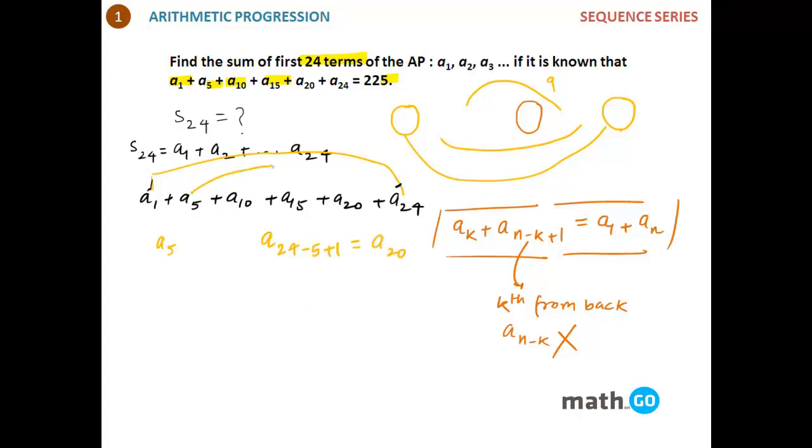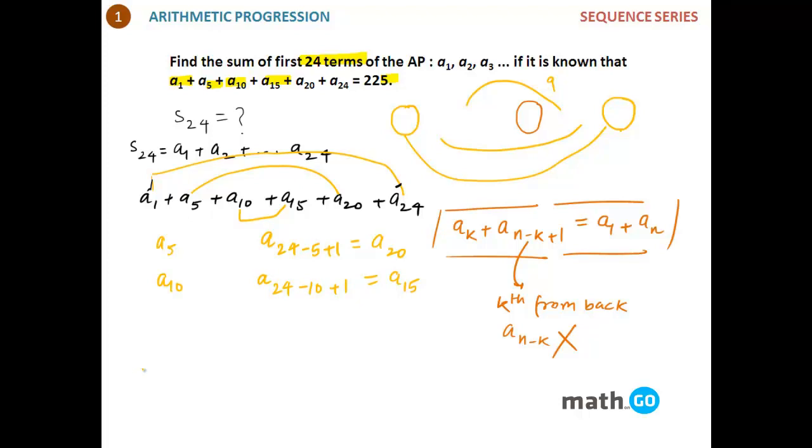That means you can pair this with this also. A10 is the 10th term from the beginning. What could be the 10th term from the back? So 24 minus 10 plus 1. Let's see what this comes out to be. This comes out to be A15. Voila.